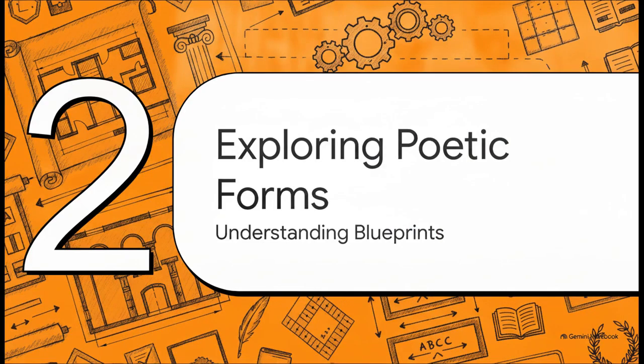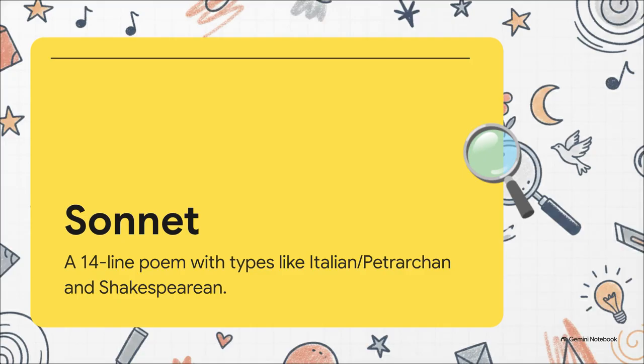Moving right along to Section 2, exploring poetic forms. Let's start with probably the most famous form out there, the sonnet. A sonnet is absolutely always a 14-line poem, but what's really fascinating is how the form shifts depending on the specific framework the poet goes with. For instance, if a poet uses the Italian or Petrarchan format, the blueprint gives you an 8-line section called an octet, which usually sets up a problem, followed by a 6-line section called a sestet.